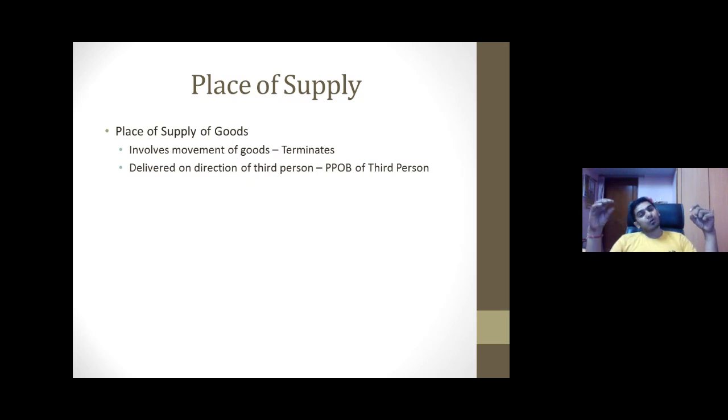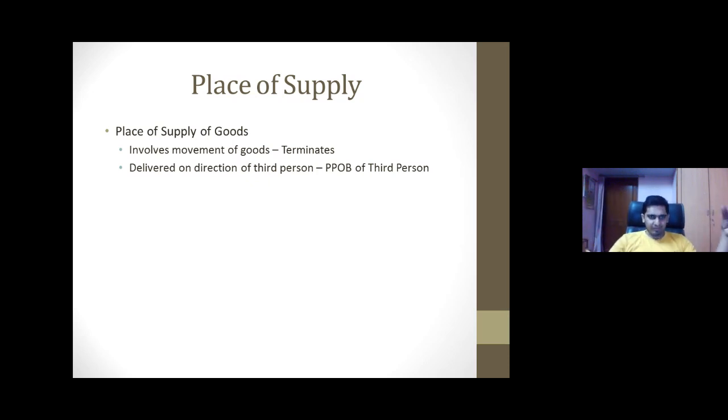Delivered on direction of third person. Now, for example, I purchased the biscuit packet, but I said, sir, please deliver this biscuit packet to my home in Rajasthan. So, principal place of business of that third person. My principal place of business is in Rajasthan and I delivered the goods in Rajasthan. In that case, Rajasthan would get the tax.